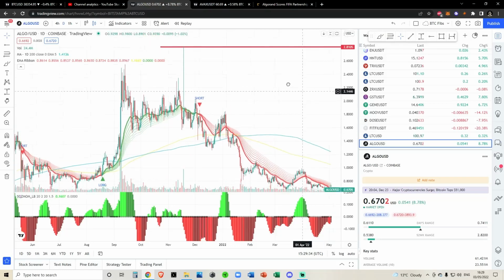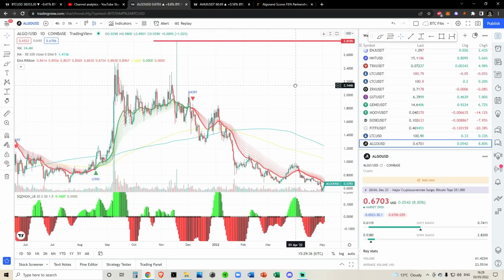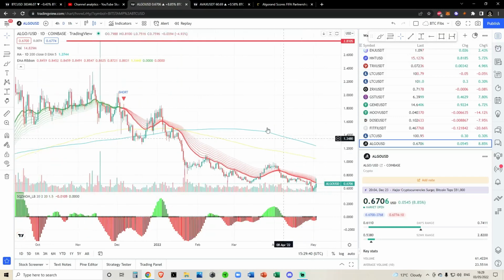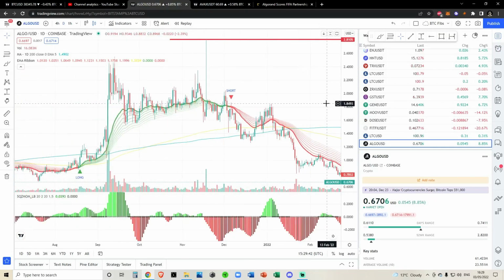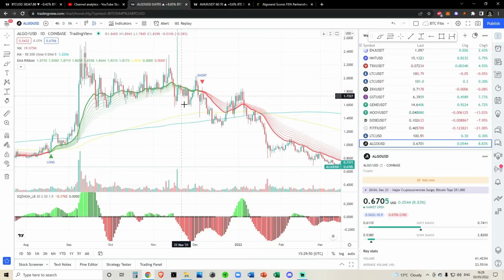So, looking at this objectively, let's start off with your momentum indicators, and we'll talk about your EMA ribbons to start with. Looking at the downtrend that we've initiated since $2.80, since the macro downtrend started in November of last year, you can see as soon as we came down below your daily EMA ribbons, that was when the bear trend started. And since then, we've been getting rejected.